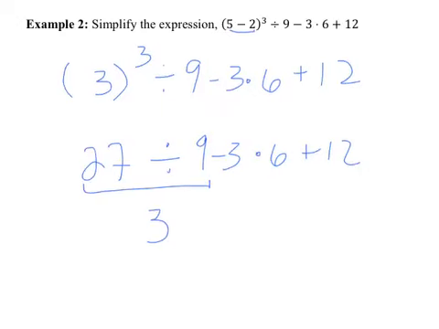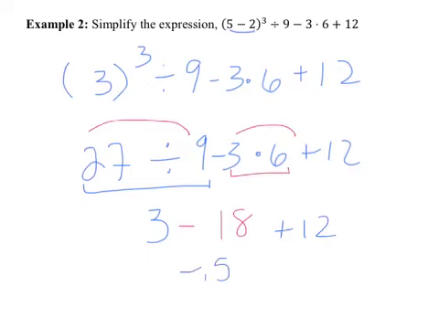After this, we have to carry down our minus sign here. We have to remember that 3 times 6 comes next, because we have to do the division factors and the multiplication parts first. 3 times 6 is 18, and then we carry down the plus 12. At this point, left to right again. 3 minus 18 is negative 15. Negative 15 plus 12, giving us an answer of negative 3.